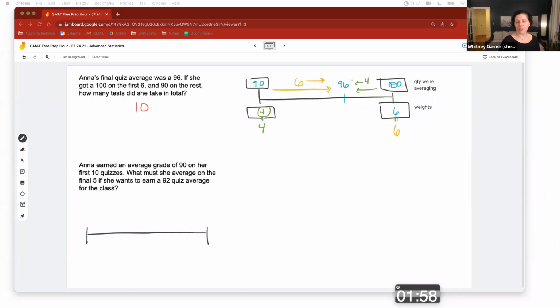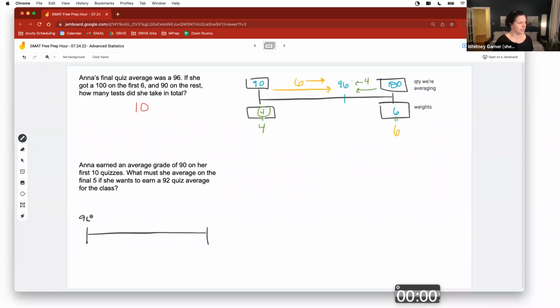Send me your answer either privately or to the whole crew, either one. So I've got that she gets a 90 on 10 tests. And she's got 5 more tests over here, and I don't know what she needs to score on them. But I want to earn a 92 quiz average. So I'm just going to stick the 92 here in the middle somewhere.